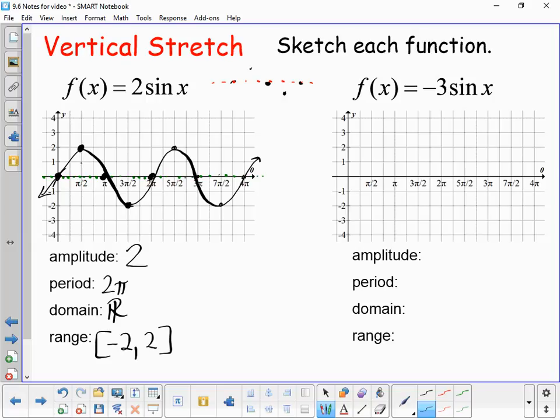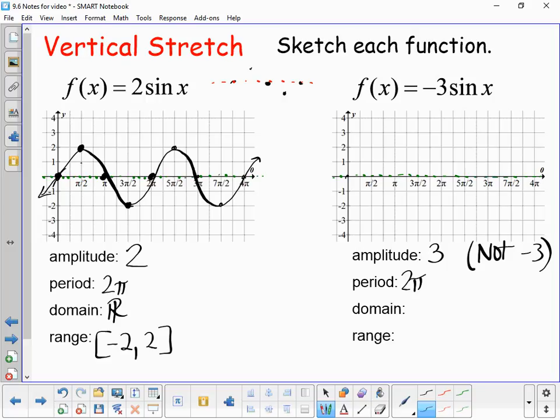All right, let's try one with a negative. -3 times the sine of x. So our amplitude in this case is 3. It is not -3. The negative is not included. It's just an amplitude of 3. Our period is going to be 2 pi. So in this case, remember I didn't change the midline of this one, so our midline is at 0.